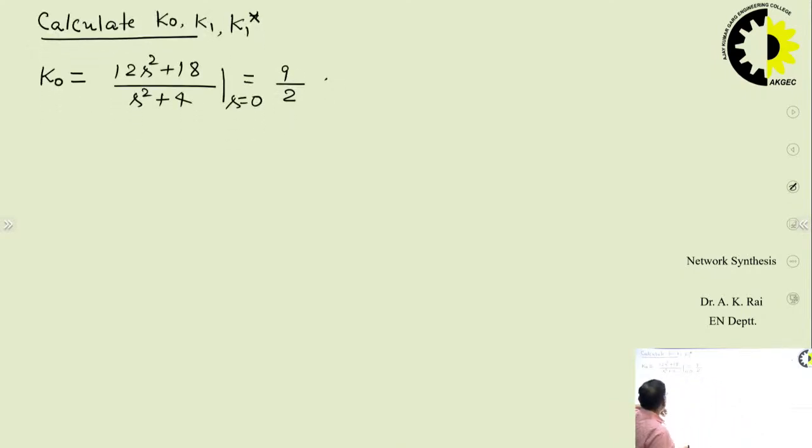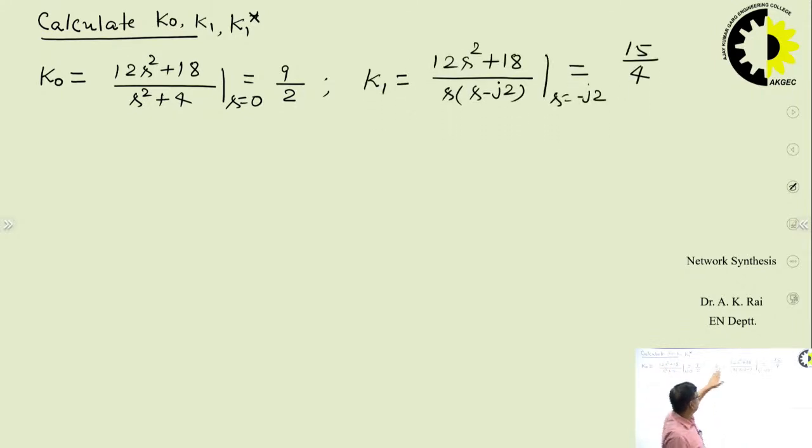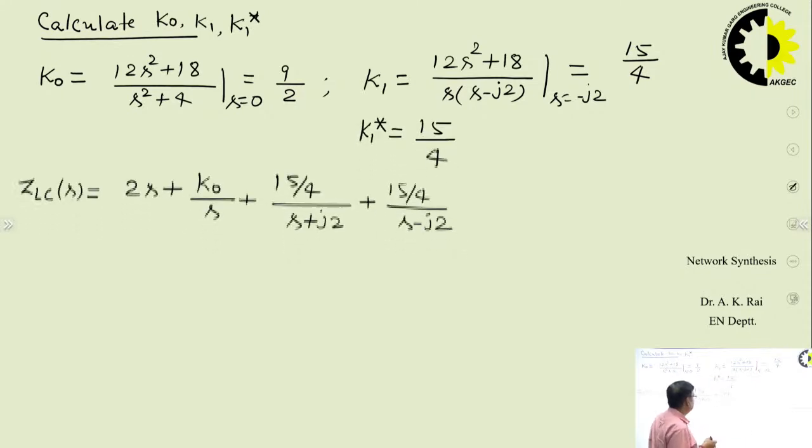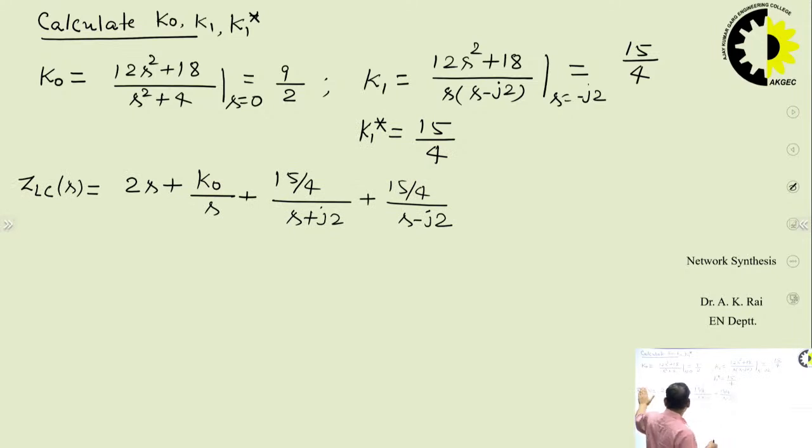So simple. S is equal to 0, we can get k0 as 9 by 2. Simple partial fraction expansion and finding the pole residues by the Heaviside expansion theorem. So just put s is equal to 0 in this, we get this, and we can get k1 equal to this. So this is the real quantity 15 by 4. So k1 star will be nothing but also 15 by 4. So straight away we can write 15 by 4. So this is the partial fraction expansion of this ZLC.